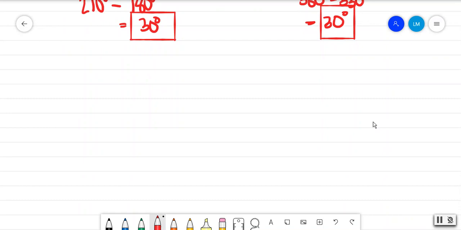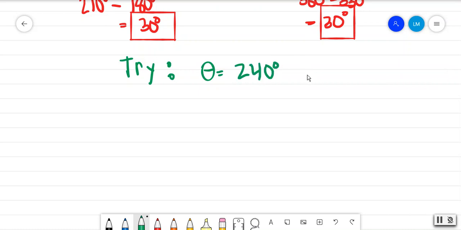So, for example, if you want to try looking at the angle 240, then you can, and for this one, maybe look at secant of 240 and see what you get.